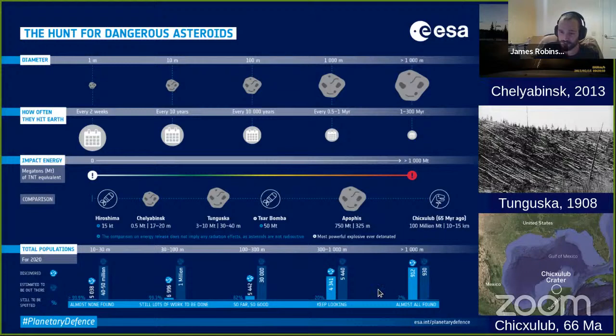Another thing to be reassured about is down here in this figure. Because the largest objects are the brightest and the easiest to discover, the objects that we really need to worry about, we've found nearly all of them in near Earth space. It's the ones that are smaller and less well known that we need to worry about, and they happen more frequently.